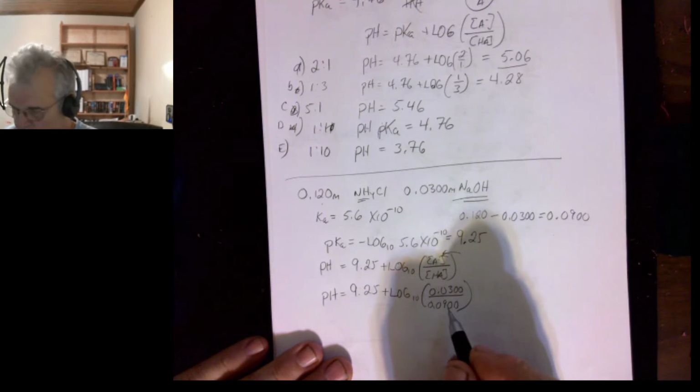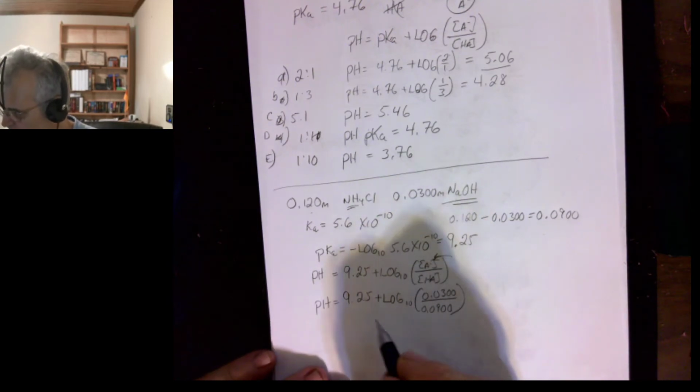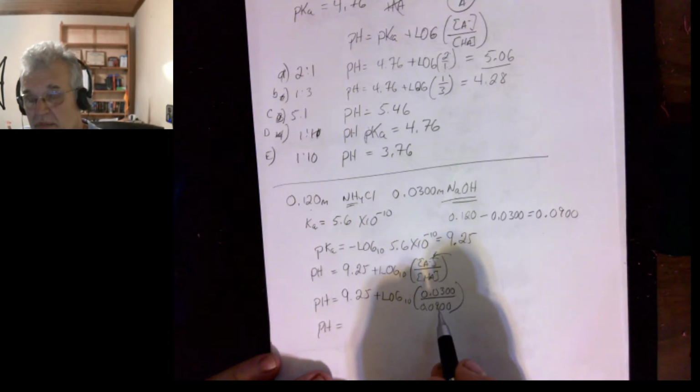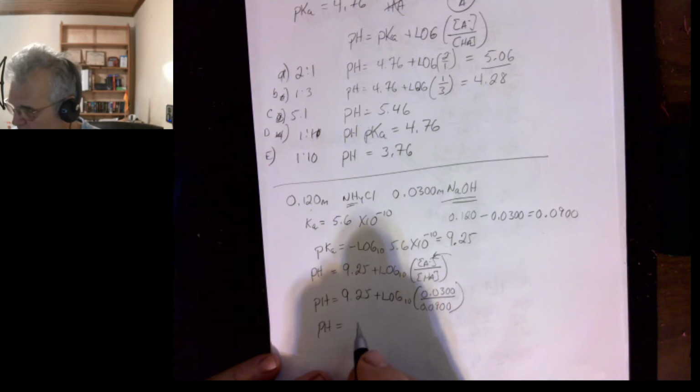Well, that's basically just 1 to 3. Didn't we do a 1 to 3? Well, we did, but this has got a different pKa. So when you calculate it out, pH equals, well, is there more acid or more base? There is more acid, isn't there? So we'd expect this pH to be lower than the pKa, and in fact it is. It's 8.77.